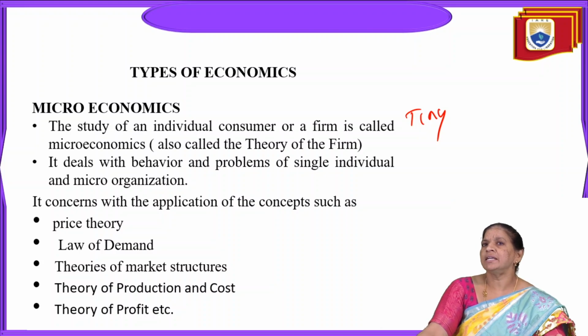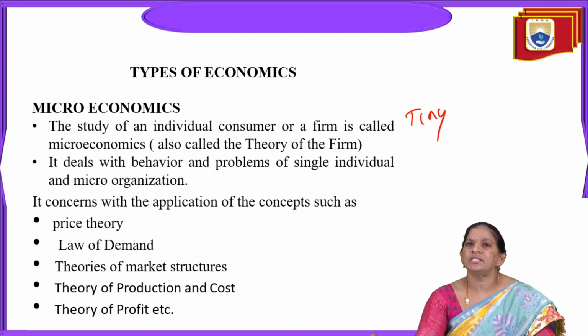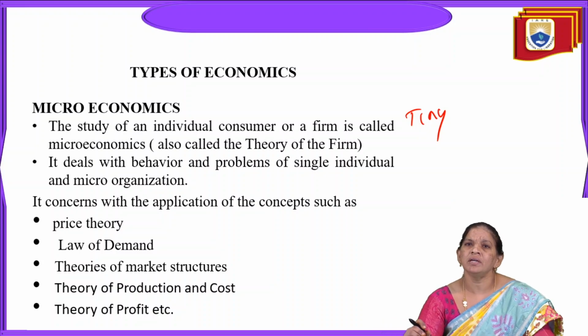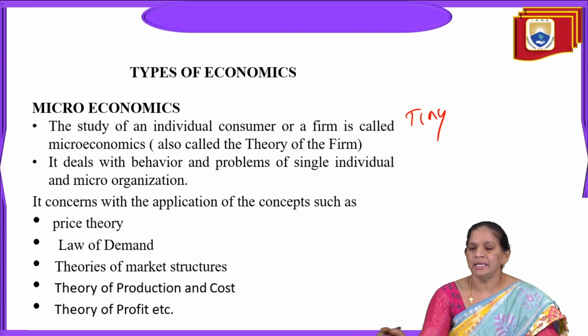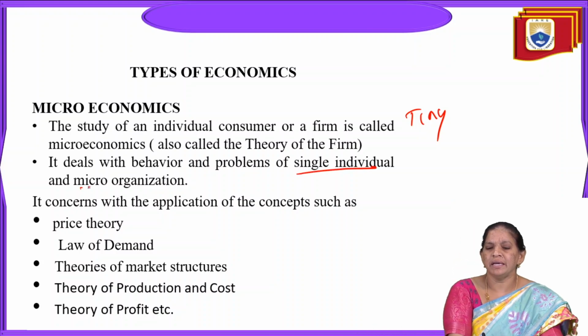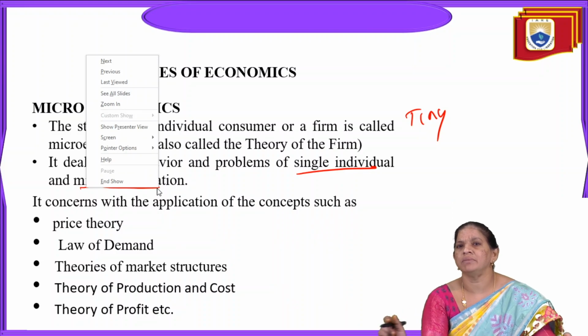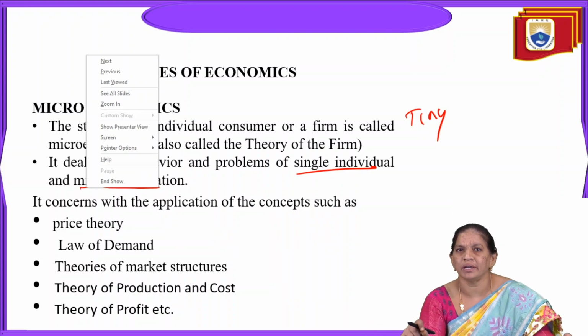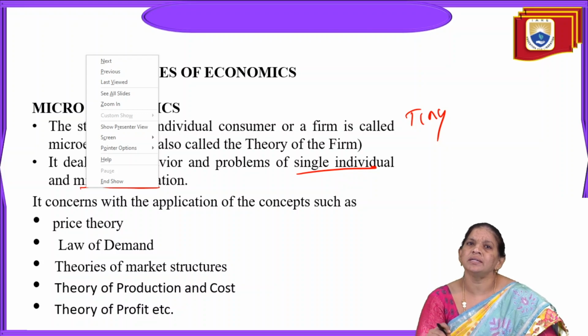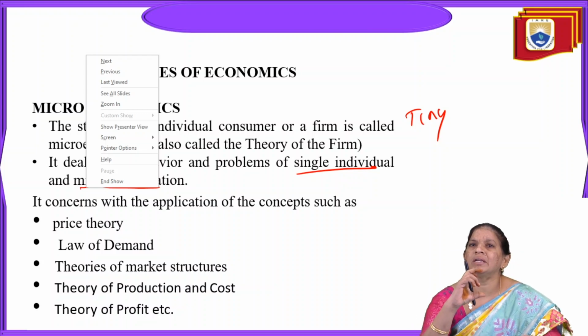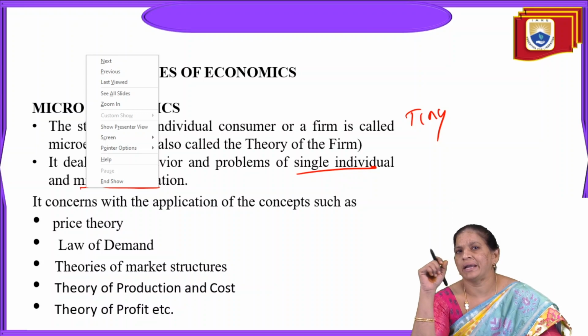We consider that individuality as a single form of an industry. That's why we say that microeconomics deals with the behavior and the problems relating to single individuals or a micro-organization. Micro-organization means an individual organization. So micro means very small or related to only one organization.